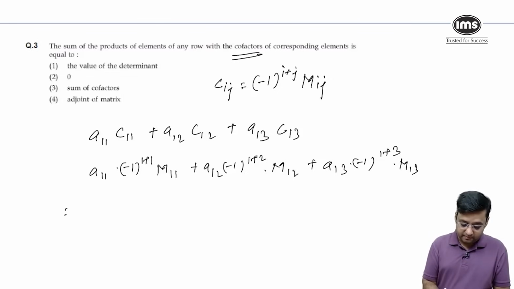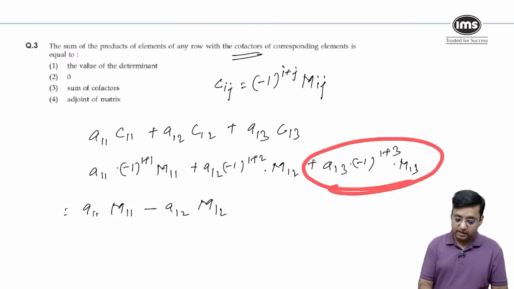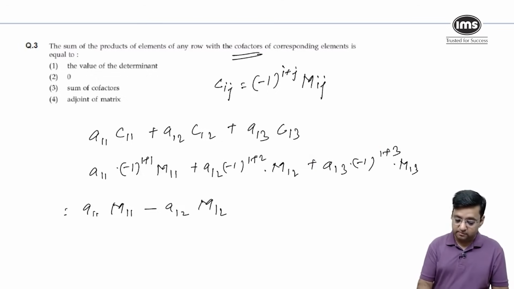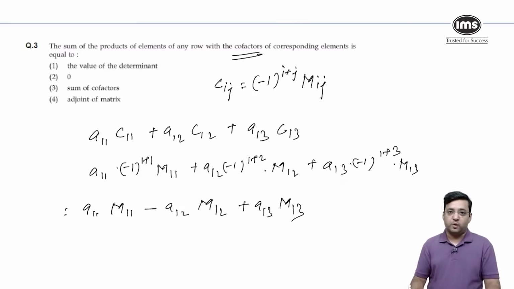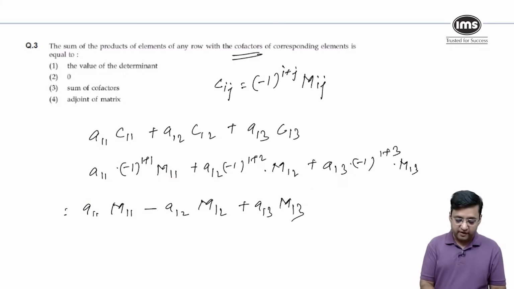Now this will become A11. Since the power is 2, this becomes 1, so we get M11. Again, this is an odd power, so this will be negative, giving minus A12 M12. And here we again have an even power, 4, so this will become A13 M13. Can you tell me what this is? This is the value of a determinant.